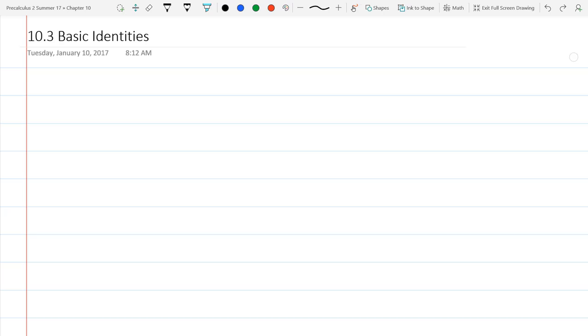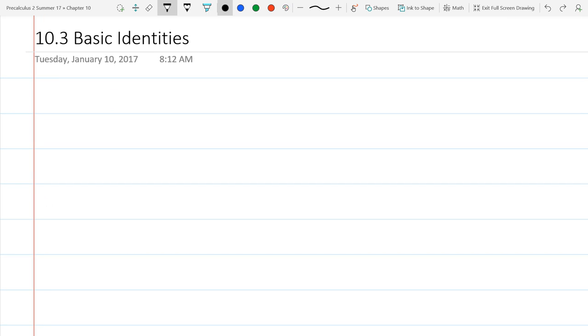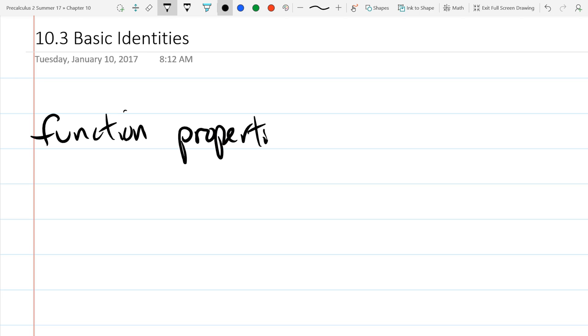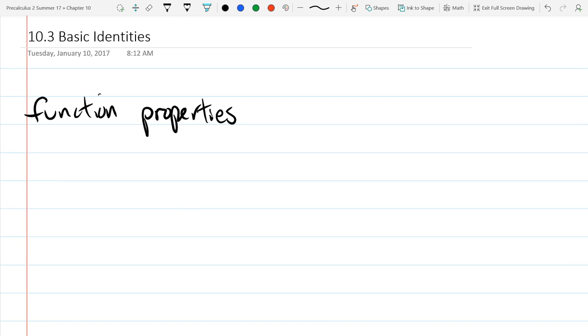So we're going to start out with some basic identities in 10.3. We're going to look at function properties first. And a really, really fast overview of functions. This is all pre-calculus 1 material, but they go from their domain to the range.